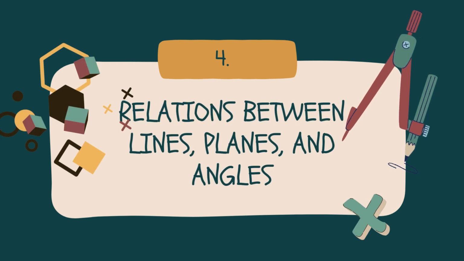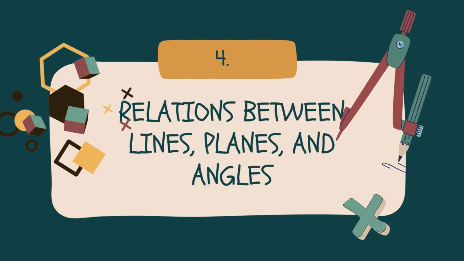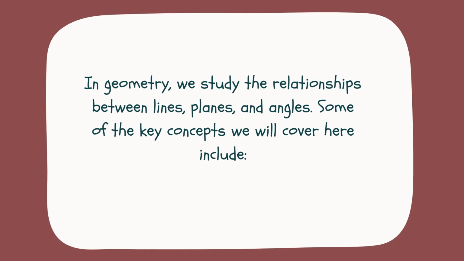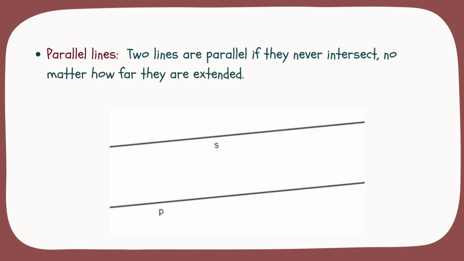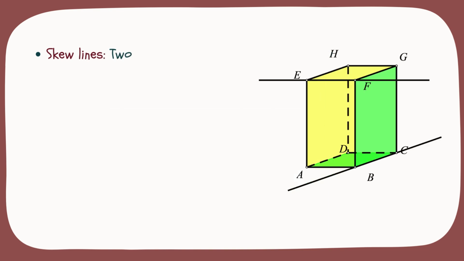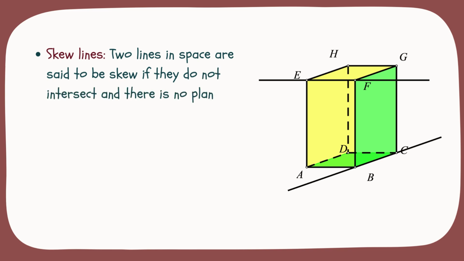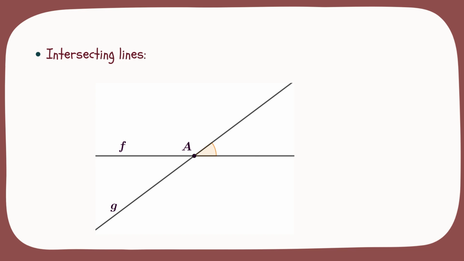Relations between lines, planes, and angles. In geometry, we study the relationships between lines, planes, and angles. Some of the key concepts we will cover here include parallel lines. 2 lines are parallel if they never intersect, no matter how far they are extended. Skew lines. 2 lines in space are said to be skew if they do not intersect and there is no plane that contains both lines. Intersecting lines. 2 lines intersect at exactly 1 point.